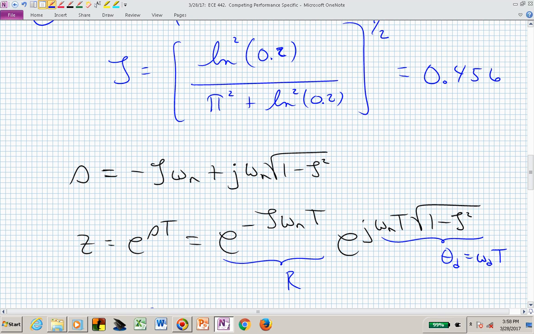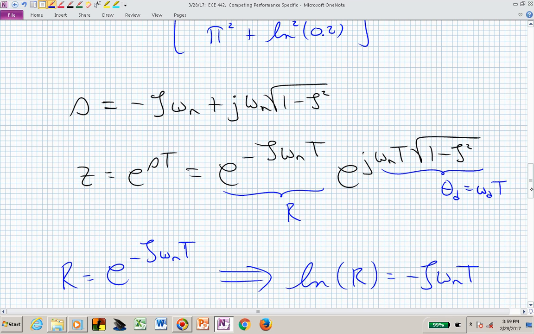Now, what we don't know on the right-hand side: we know r from performance specification number 1. We know zeta. We don't know omega sub n and T. But we can find those using what we already know with r. We know r and we know zeta, so we can solve for omega sub n T. Capital T we actually know, that was given. What we don't know is the natural frequency. But if we know r is e to the minus zeta omega sub n T, we can solve for this product, omega sub n T.